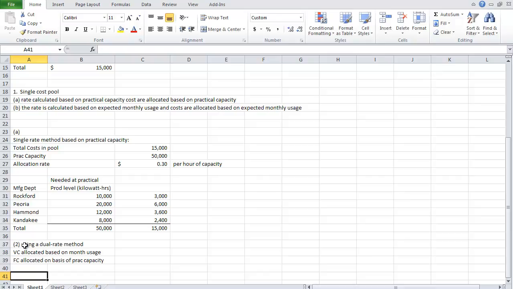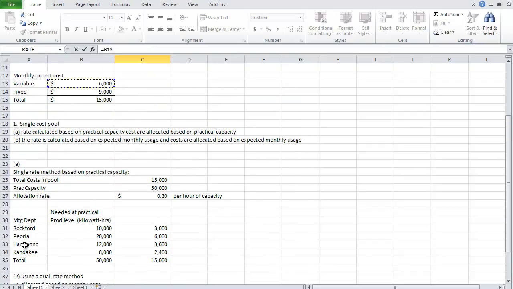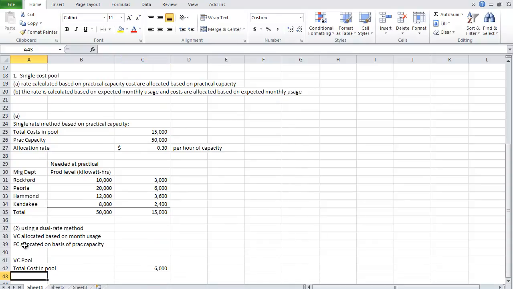So that's what we're going to take a look at right now. In this particular area, we're going to look at variable cost. So our total variable cost in the pool, we were told, is $6,000. It says we're going to use this based on expected usage, which comes from the book. They're telling us that that's what we're going to use.